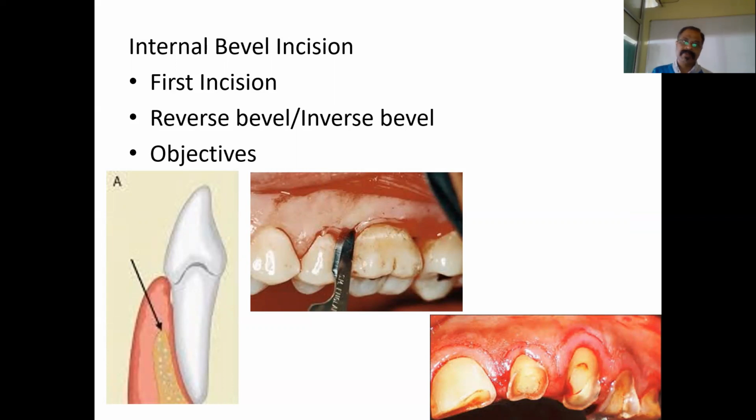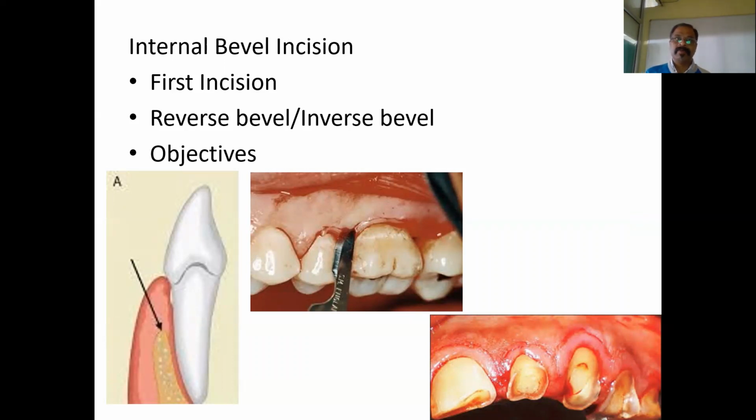So remember these terminologies: internal bevel, inverse bevel, reverse bevel, all the same. This is the first incision used in flap surgery, especially in the modified Widman and in the original Widman flap. That's why I said this is also called a reverse bevel or inverse bevel. So what is the objective behind this? When you place an internal bevel incision, it removes the entire pocket lining.